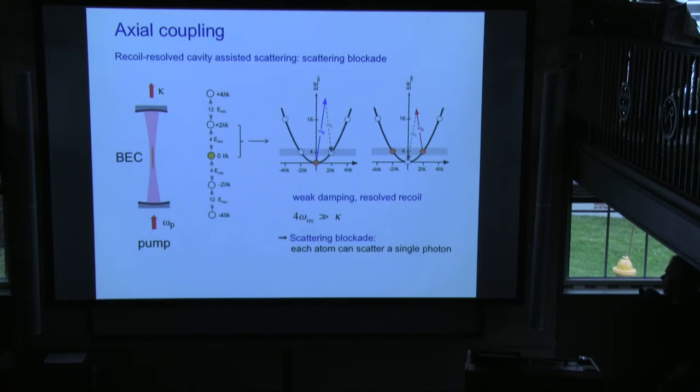So there's, if you want, a sort of scattering blockade. Every atom can scatter a single photon, and then the cavity takes it out of resonance for further scattering. In the same way, you can imagine a situation where your BEC is prepared in these two states, then by having a red detuned photon impinging on the BEC, you can transfer the atoms back into the zero momentum state and recover your BEC.